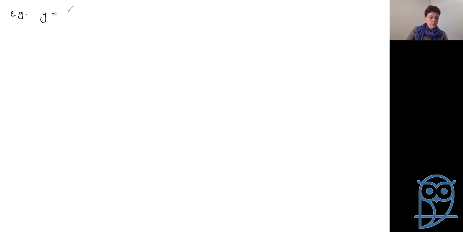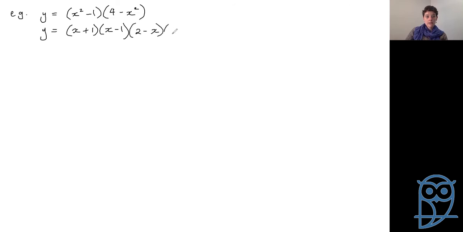So we have y equals x squared minus 1, 4 minus x squared. Now when you see something like this, your brain should be going, hold on, hold on. I must think a bit here because those I recognize. Both of those brackets are a difference between two squares. So y equals x plus 1, x minus 1. This is also a difference between two squares. 2 minus x, 2 plus x.